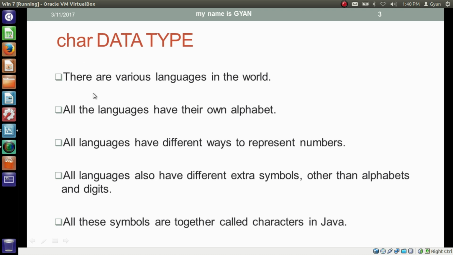There are various languages in this world and all languages have their own alphabet, like Hindi, English, Spanish, French. All languages have different ways to represent numbers. All languages also have different extra symbols other than the alphabets and digits. All these symbols together are called characters in Java. That means alphabets, digits and extra symbols from almost all the languages in the world are called characters in Java.